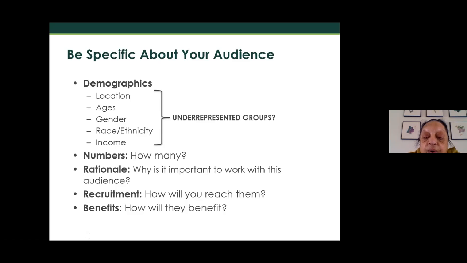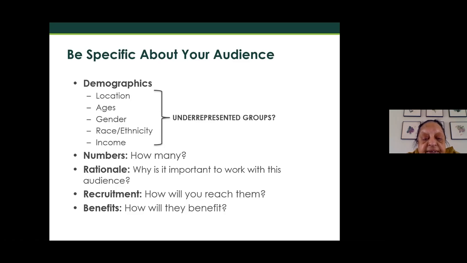NSF also likes to know how many people you will be engaging, because this is very important for evaluation. So what is the number of students, if it's a school activity, or the number of teachers you will be working with? The numbers are very important, so you need to keep track of how many people you're going to be engaging within this activity. And also give a rationale as to why you would like to work with this audience, why it is important to your work, and why you have chosen this specific audience.